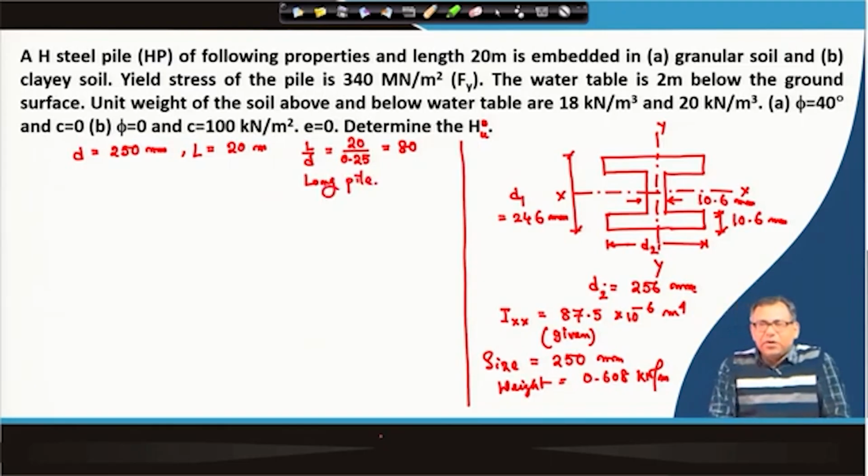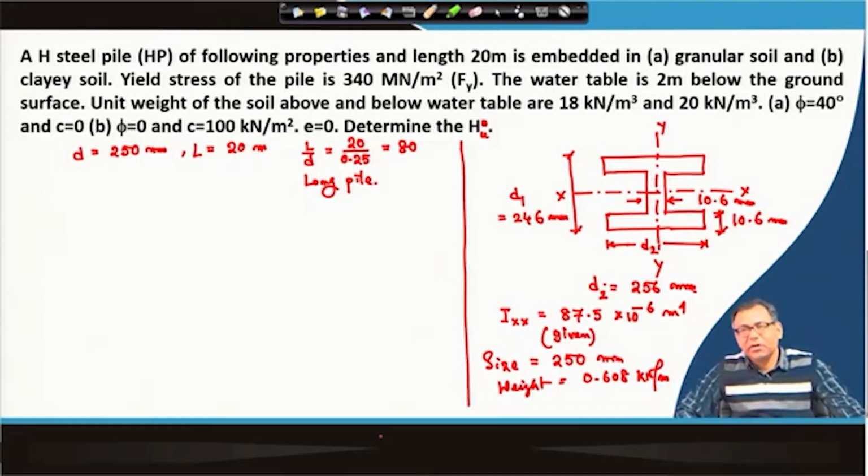We have to calculate the yield moment, because as I mentioned during my derivation also, for a long pile the ultimate load carrying capacity primarily depends on the yield moment of the pile. So, that yield moment we have to determine. We have written all the known values. In the next class, from these known values I will determine the yield moment, because it is a long pile, and based on that yield moment I will determine the value of HU for different cases, granular soil as well as clay soil, and I will use both approaches, Broms' theory as well as the simplified approach. Thank you.